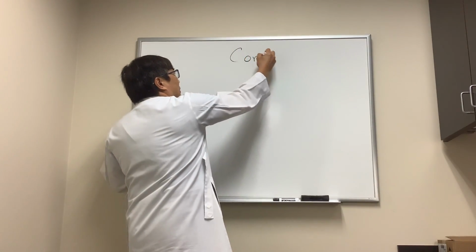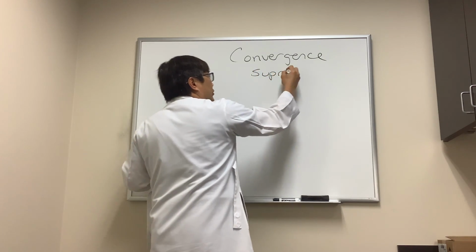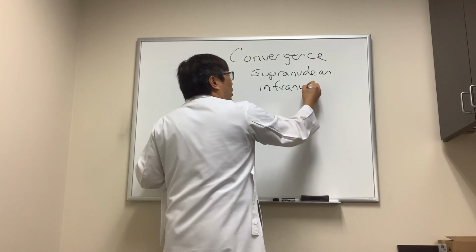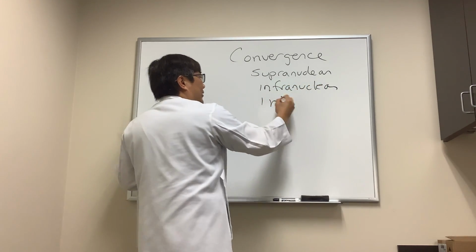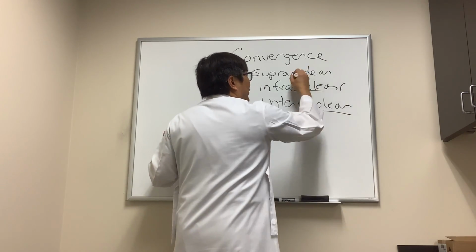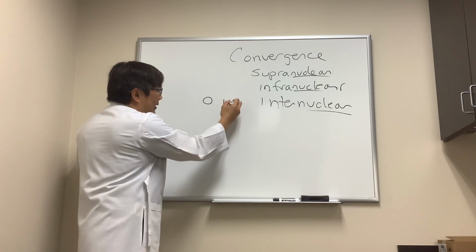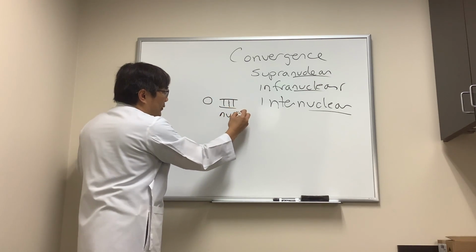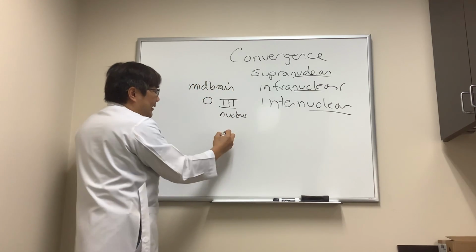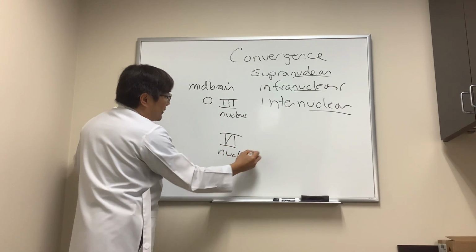So someone wanted to know about how we can use convergence to tell if something is supranuclear or infranuclear or internuclear. And all of these have different meanings, and you see that they all have nuclear in them. And the nucleus that we're talking about are the ocular motor nuclei, the third nerve nucleus, which lives in the midbrain, and the sixth nerve nucleus for horizontal gaze, which lives in the pons.